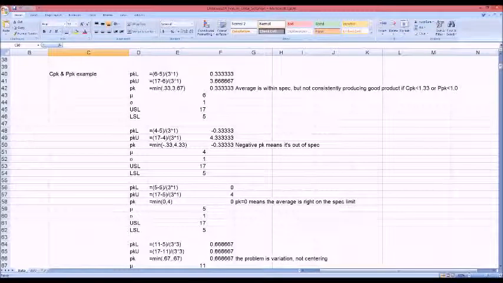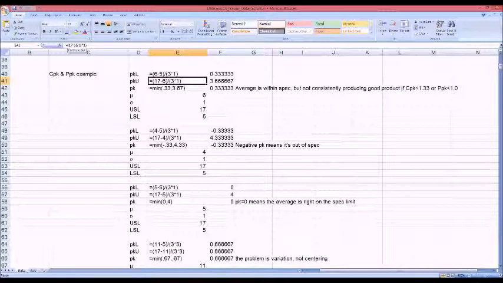Again, CPK and PPK have a lower calculation and an upper calculation. And then the actual value of it is just the minimum of those 2 values. Okay? So in this first example, I'm going to use a mean of 6, standard deviation of 1, same spec limits that we had before. Okay? So for PPK lower, it's your mean, which is 6, minus 5, which is your lower spec limit, divided by 3 times your standard deviation. Okay? And that's what that formula is. Plug the number in and you get 0.333.